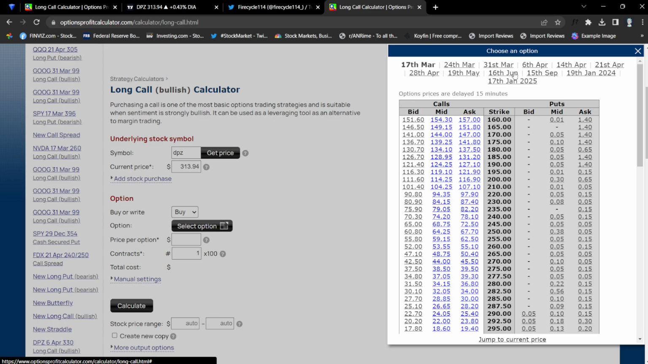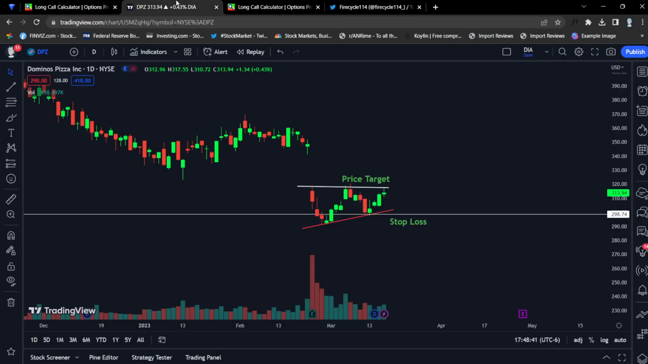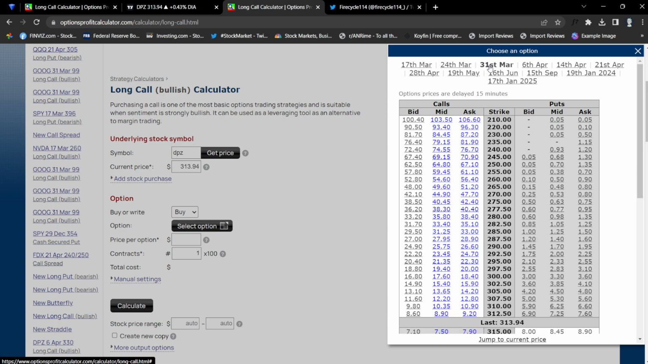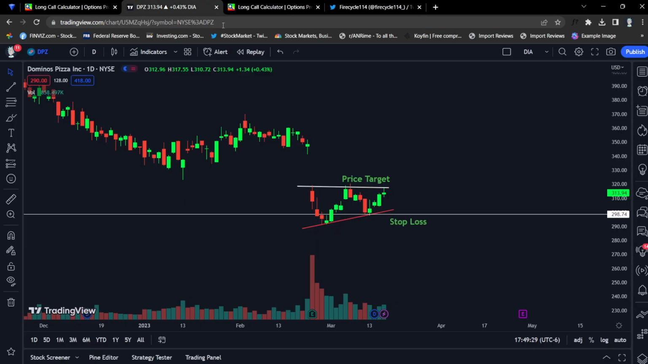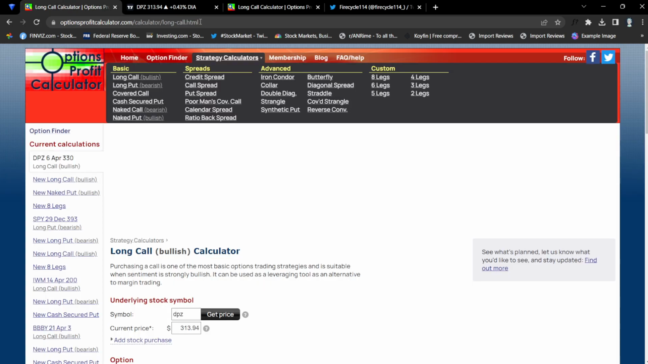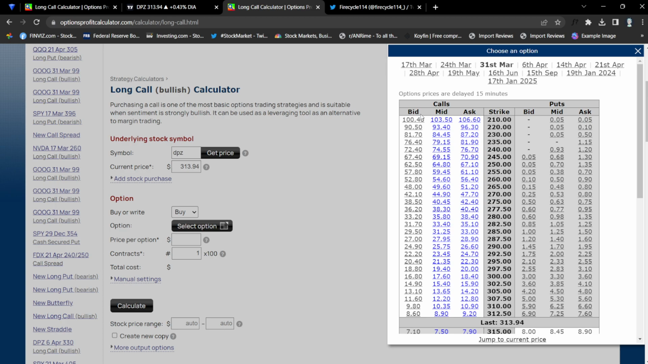So the first thing that I want to click is the expiration. For example, I'm looking at this trade and I'm thinking to swing this for multiple days or a week or 2 weeks. So I'm probably going to grab 2 weeks out. Let's just say that I want March 31st for my expiration date, because that is what I'm feeling comfortable with. I feel like that is enough time for Domino's to kind of break out. So that is going to be my example.